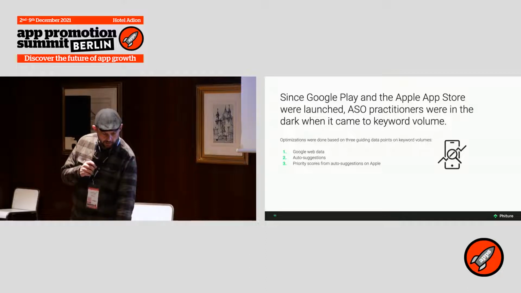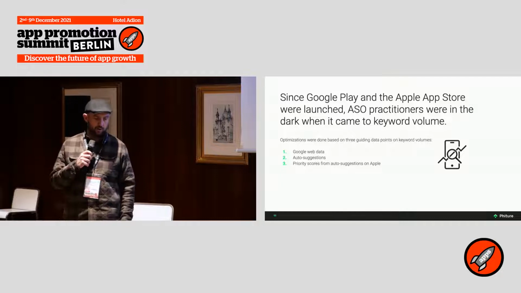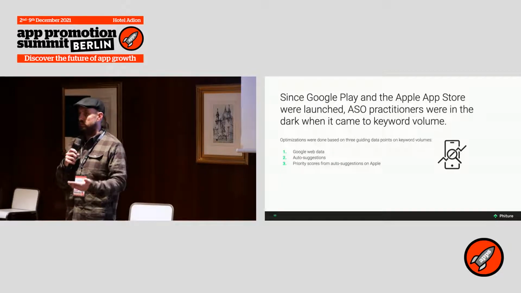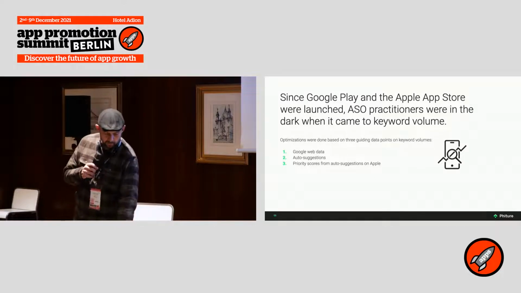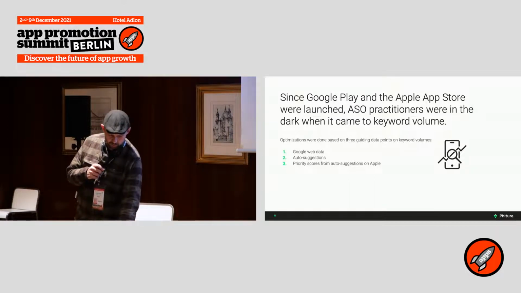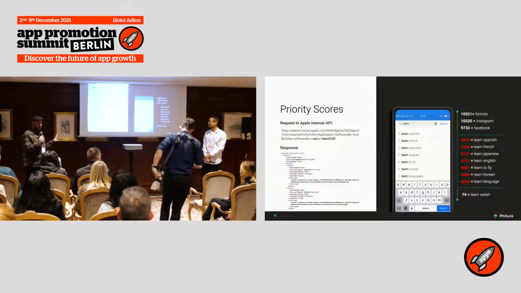And then the second one and the third one was basically one and the same: looking at what is showing up in the auto suggestions, and assuming that there's actually a lot of volume behind that. And the third one was really looking at those priority scores from those auto suggestions. So, a small excursion to those priority scores. They're not available anymore nowadays.